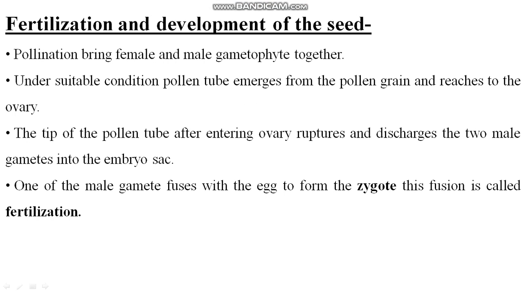Now see the fertilization and development of seed. Pollination brings female and male gametophyte together, right. Under suitable conditions, the pollen tube emerges from the pollen grain and reaches the ovary. The tip of the pollen tube, after entering the ovary, ruptures and discharges the two male gametes into the embryo sac. One of the male gametes fuses with the egg to form the zygote. This fusion is called fertilization. You should know the definition of pollination and the definition of fertilization, right, students?